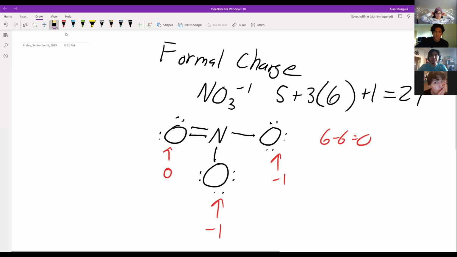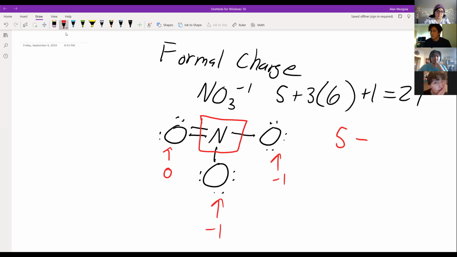Now, what about nitrogen? Let me quickly draw the little box around it. How many valence electrons is it supposed to have? 5. And how many does it currently have within the box? 4, right? So that gives us a positive 1. So the formal charge for nitrogen is positive 1.